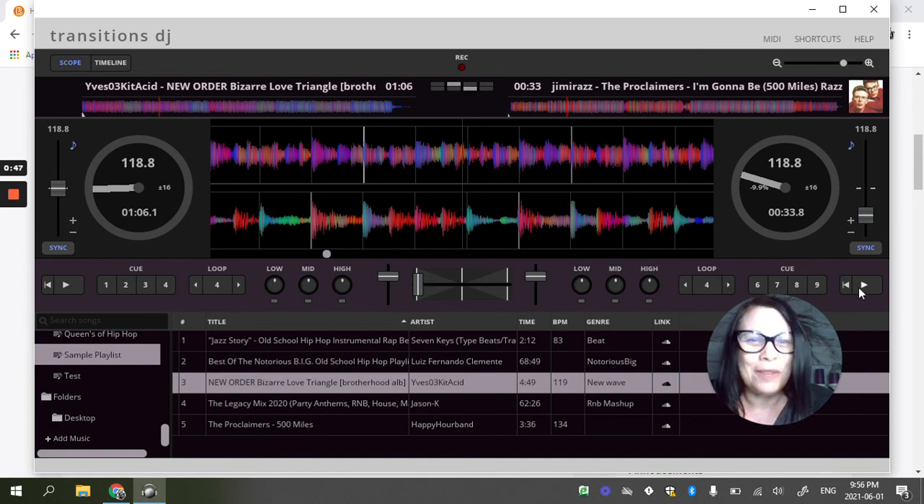When a new phrase is starting, start your second song. Let it groove for a little bit. Transition from one song to the other at the beginning of a new phrase, switch back and forth, and practice that.